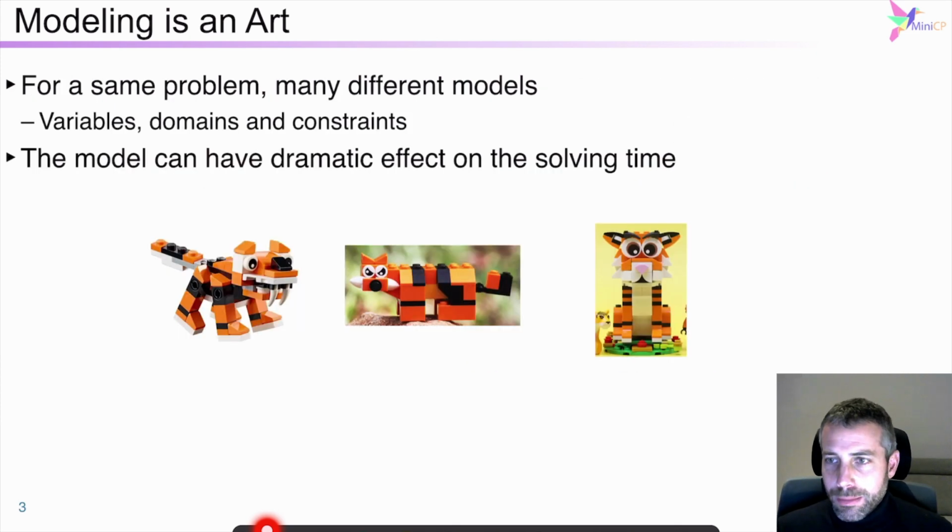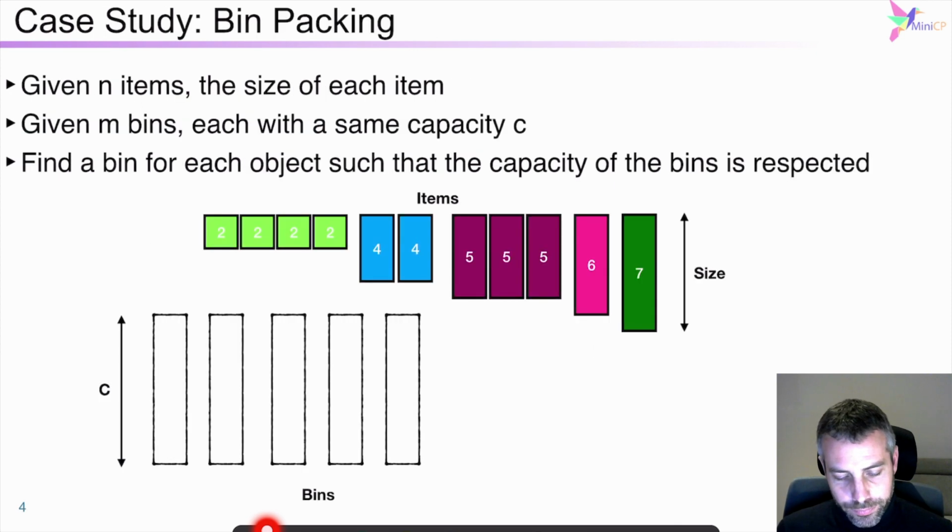For the same problem, if you ask two different modelers to come up with a model, it's possible that they will create different models. They might choose different decision variables, different domains, different constraints. And depending on the model you create, it can have a dramatic effect on the solving time of your problem. So it's very important to think about a good way of modeling your problem in CP.